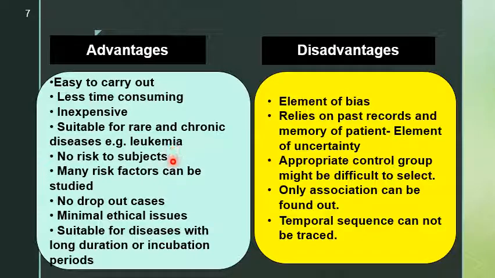There is no risk to the subject because you are not subjecting the patient to smoking. You are not telling the patient to start smoking. They have already smoked. Now you are just taking case history. Many risk factors can be studied, though you are only testing one research question. With that case history, you can come to know that there might be some other risk factors. There are no dropout cases because the patients are already there.